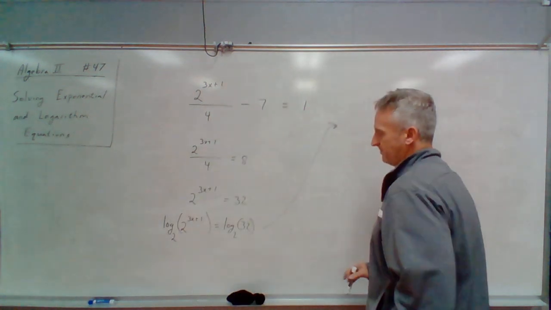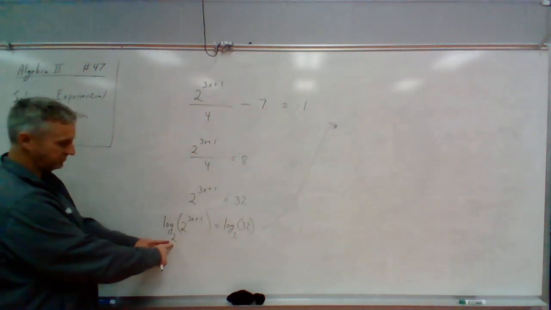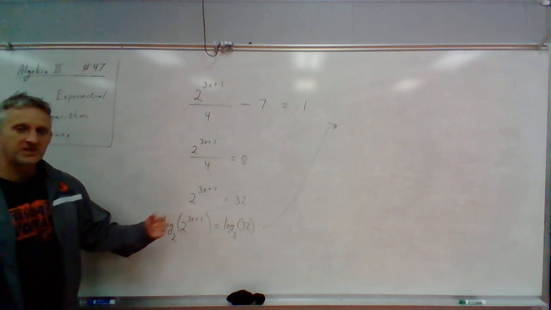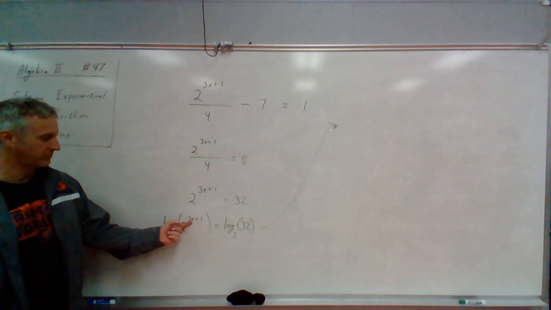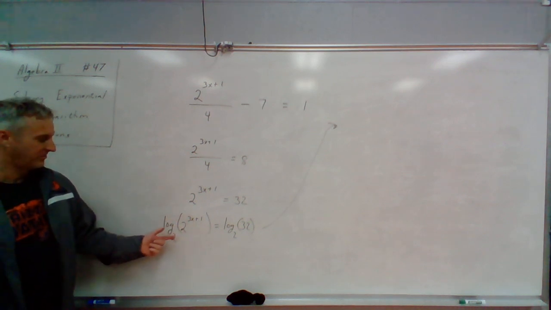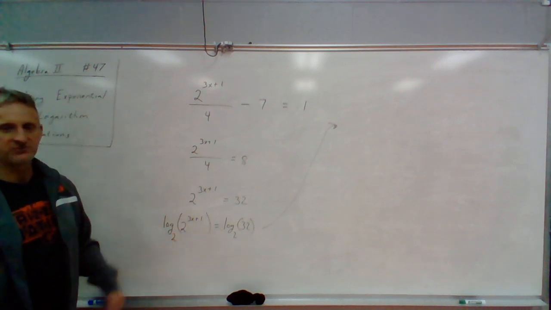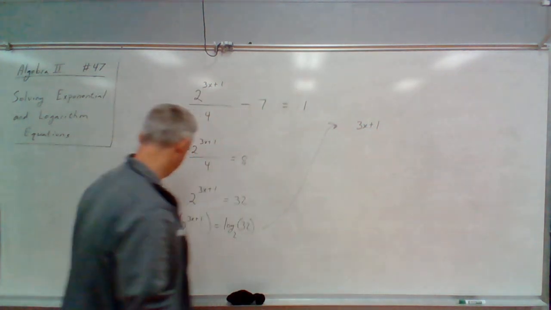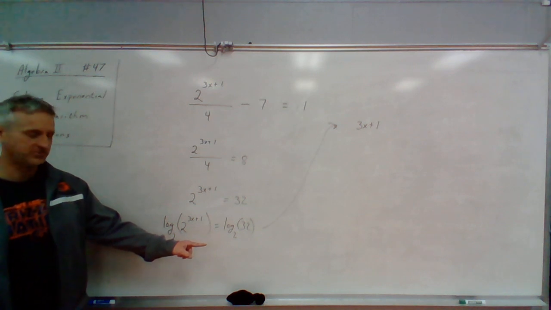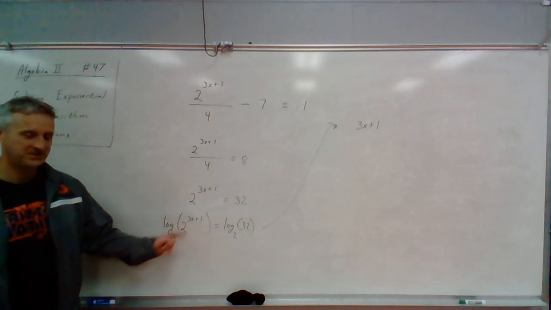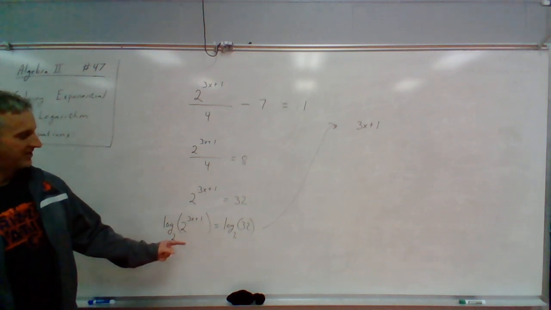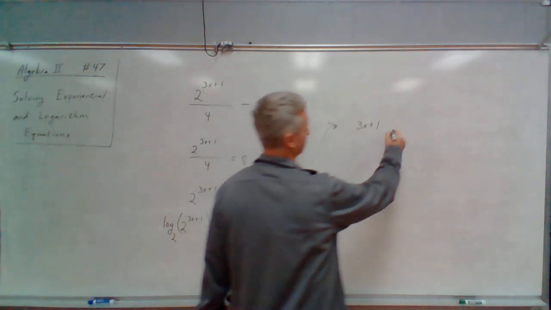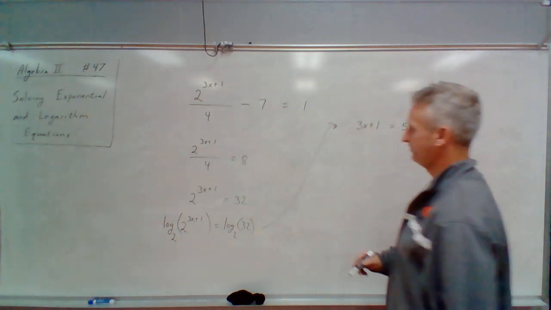So now when I do that, okay, I have log base 2 of 2 raised to the 3x plus 1. So 2 raised to what power gives me 2 raised to the 3x plus 1? Well, obviously that's going to be 3x plus 1. Right. On this side, I have log base 2 of 32. That's 5.